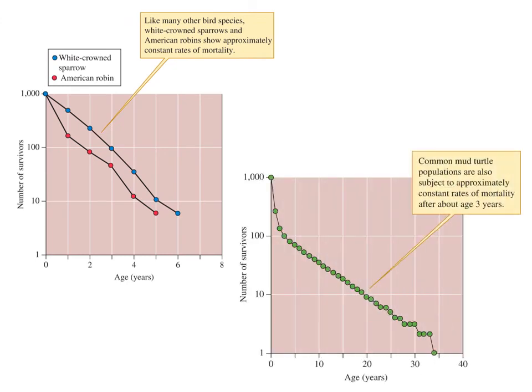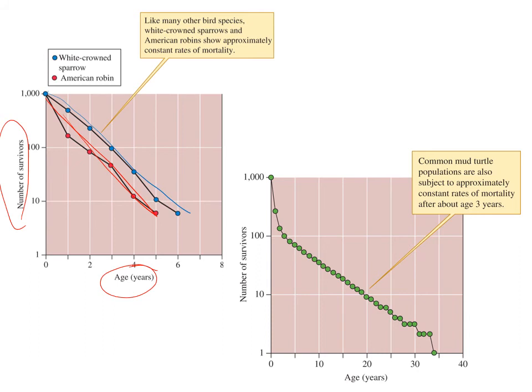Here we're looking at, on the left, we've got a couple of birds that have a type 2 survivorship curve, where their survivorship at different ages is pretty well going down constantly. So the blue line is the white-crowned sparrow, and the red line is the American robin, and you can see that they just have a constant rate of mortality over their lifetime. The American robin is a little more visible because of its coloring.